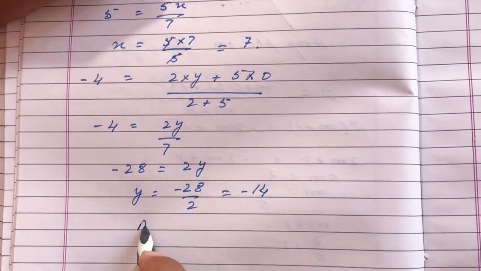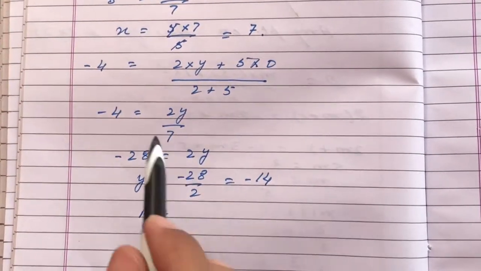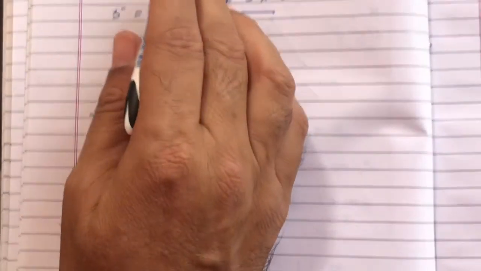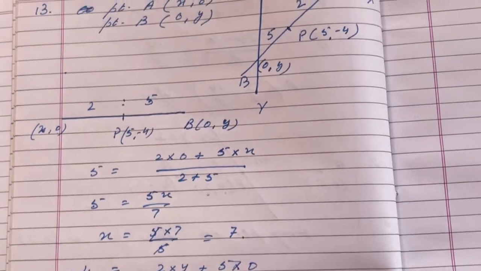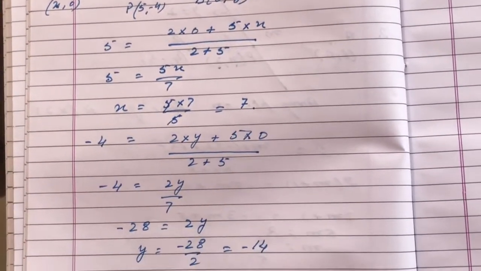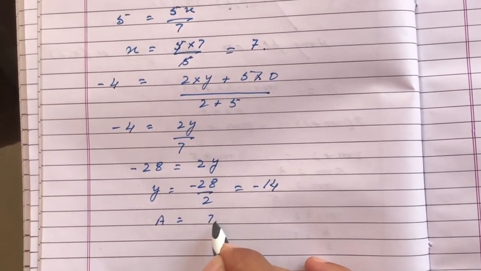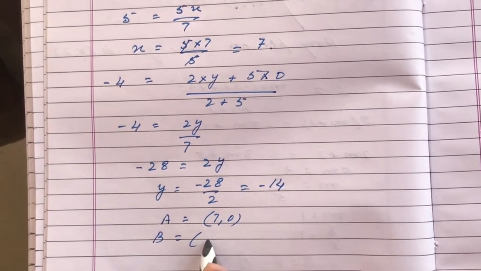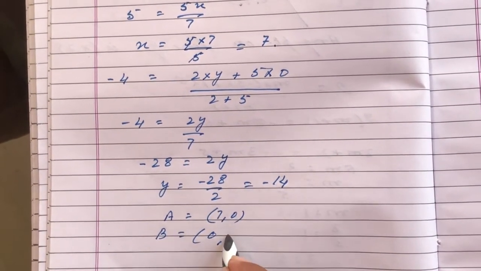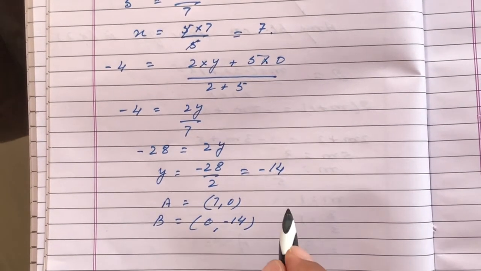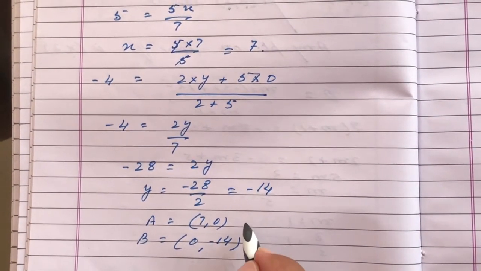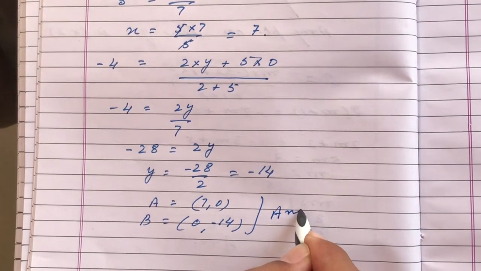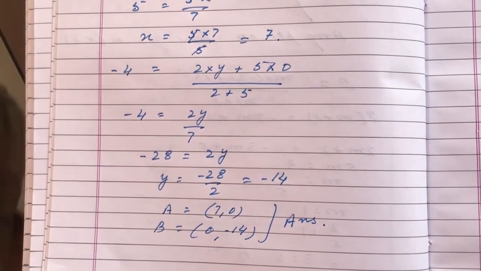So point A is (x, 0), value of x is 7. So point A is (7, 0). Point B is (0, y), value of y is -14. That is my answer. With this, I come to the end of this class.